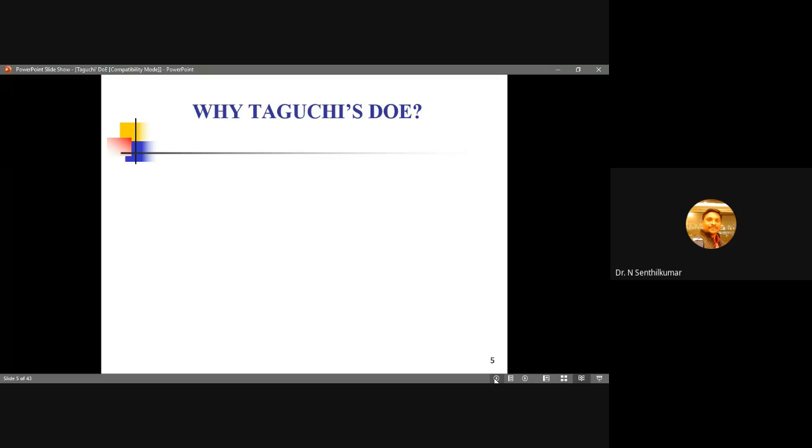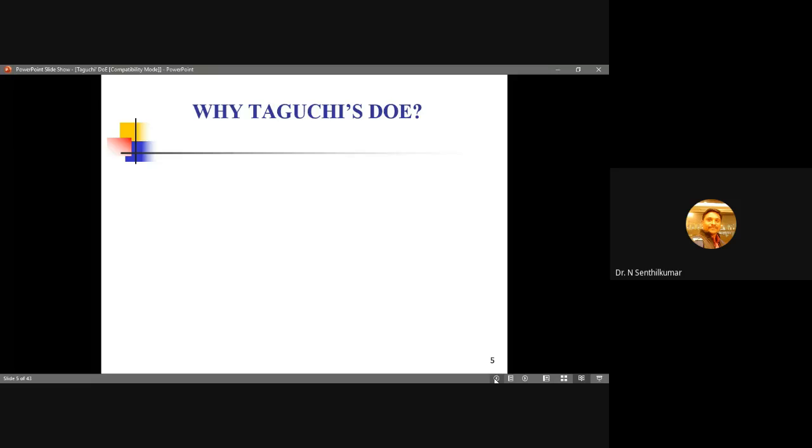Then why Taguchi's DOE? There are many other techniques available: the full factorial technique, RSM, response surface methodology. In RSM, you can have different designs, Box-Behnken design, central composite design. In the central composite design, we have a rotatability concept, that is alpha. We can change the design space, the search for the optimum condition, which we call rotatability. By changing the value of alpha, we can change the values of the input parameters. That is the way in which we search the design space for the optimal conditions.